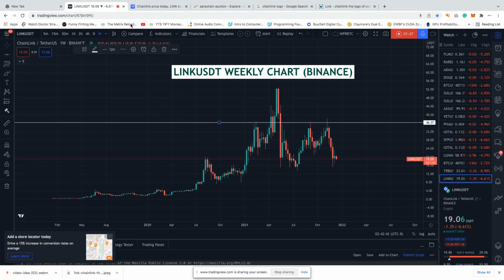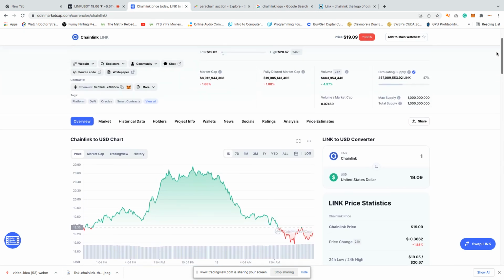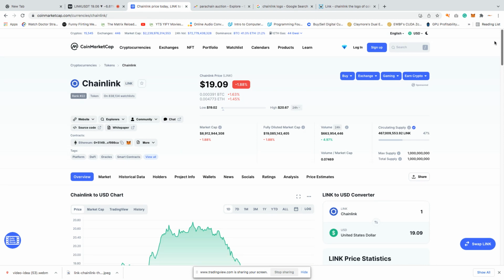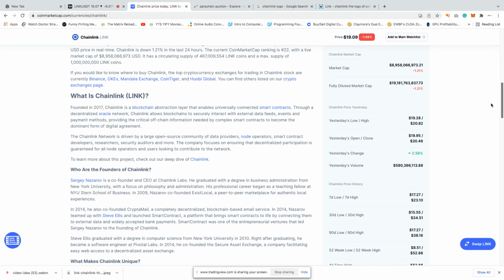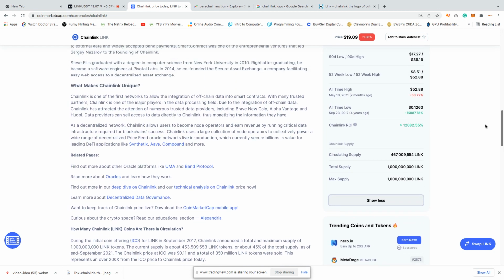So the first thing we're going to start with is understanding what Chainlink is, right? According to CoinMarketCap, currently Chainlink is trading at 19.09. And not just that, understanding what Chainlink itself is.